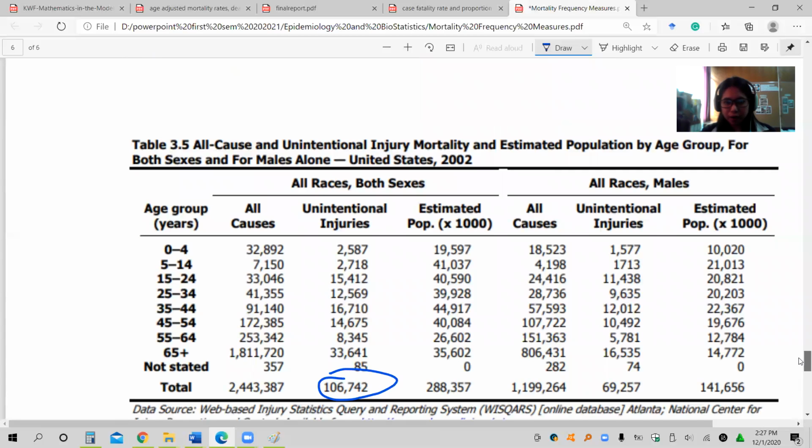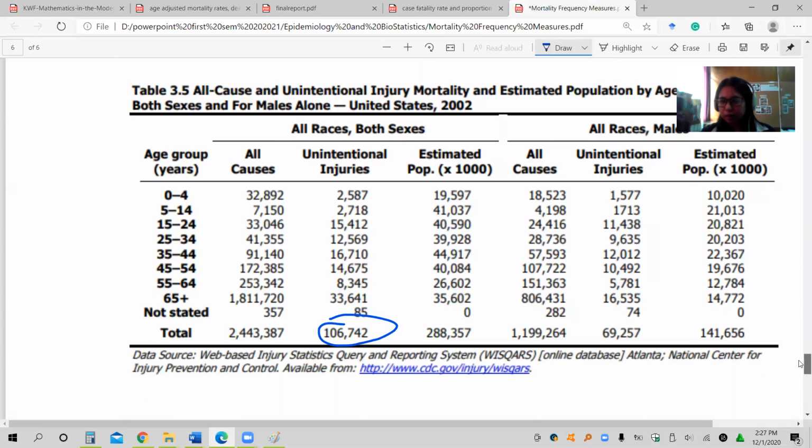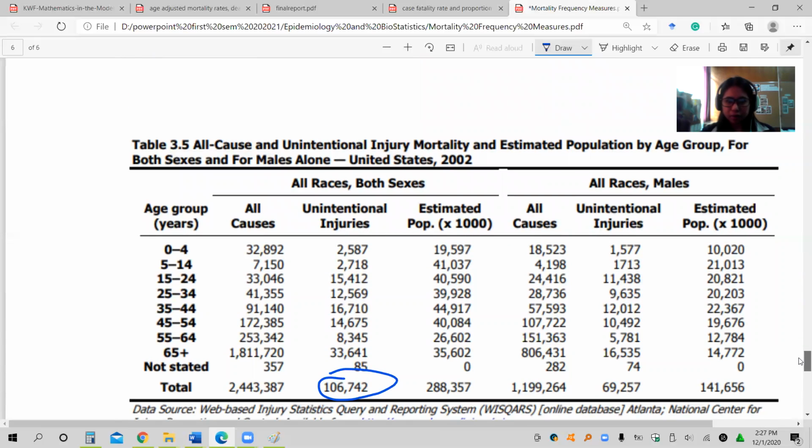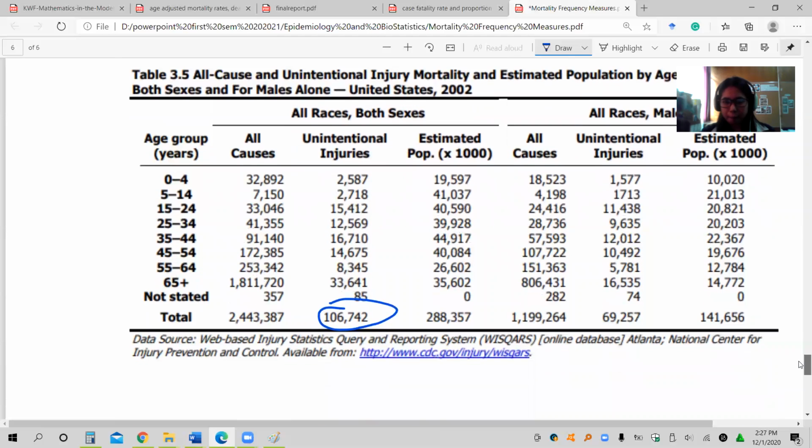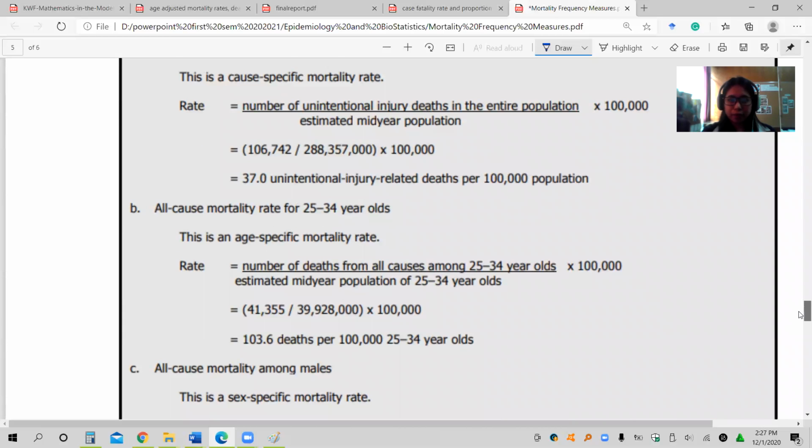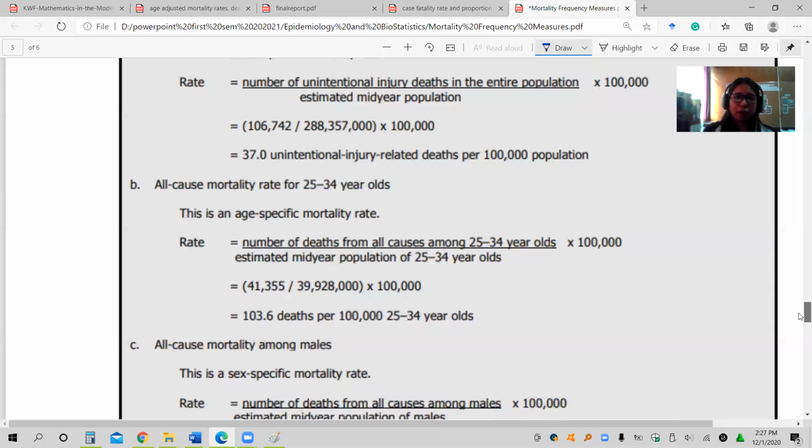So let us go back. Okay. So here, this is the estimated population. The total is 288,357. So you will just divide 106,742 all over 288,357. So we can also go over the all-cause mortality rate for 25 to 34 years old.